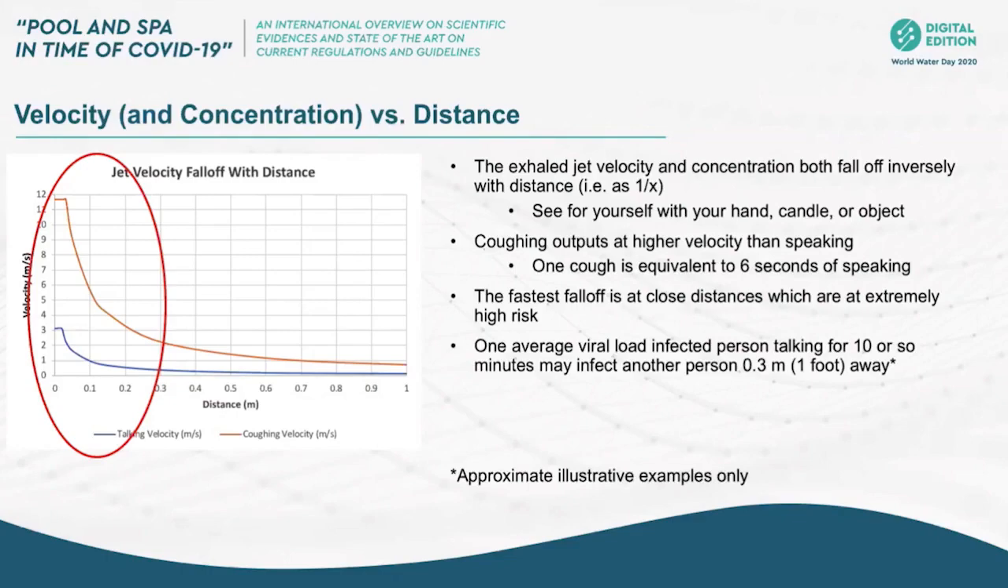A rough calculation shows that if you have an average viral load person talking for about 10 minutes and they're only about a foot away, there's a good chance that they're going to infect the other person. And if you happen to be speaking with someone who has a high viral load, the viral load varies by people a lot, orders of magnitude at times. A high viral load person, 100 times viral load, can infect someone literally in seconds if they're speaking closely.